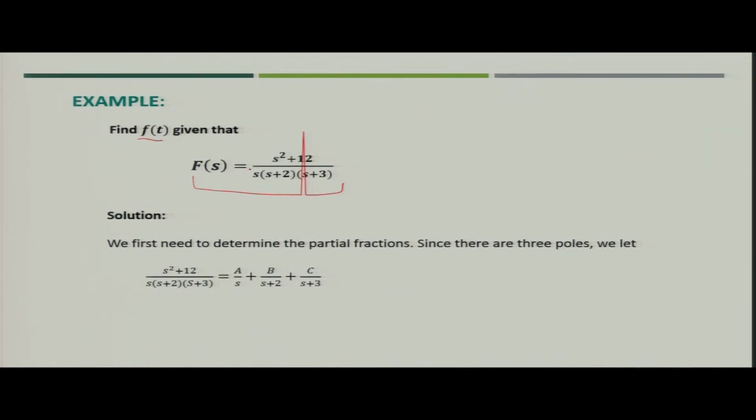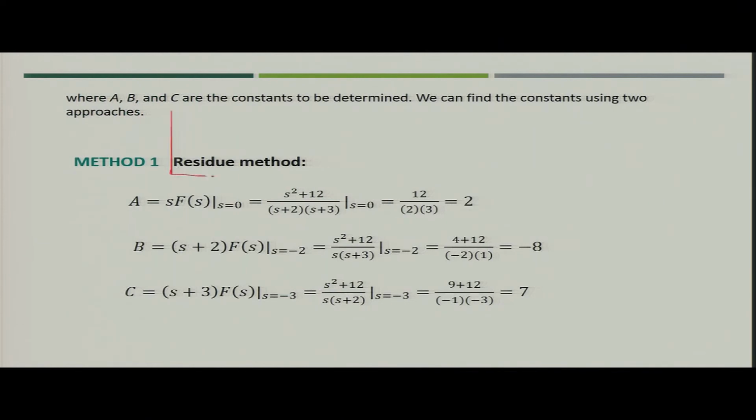So, here you can see in the denominator you can clearly distinguish all three poles, that is poles are at s equal to 0, at s equal to minus 2, at s equal to minus 3. So, this particular expression can be represented as A by s plus B upon s plus 2 plus C upon s plus 3. Now, next task is that you need to find out the value of the unknown constants, which are A, B, C. So, we can use the residue method which we discussed just now.